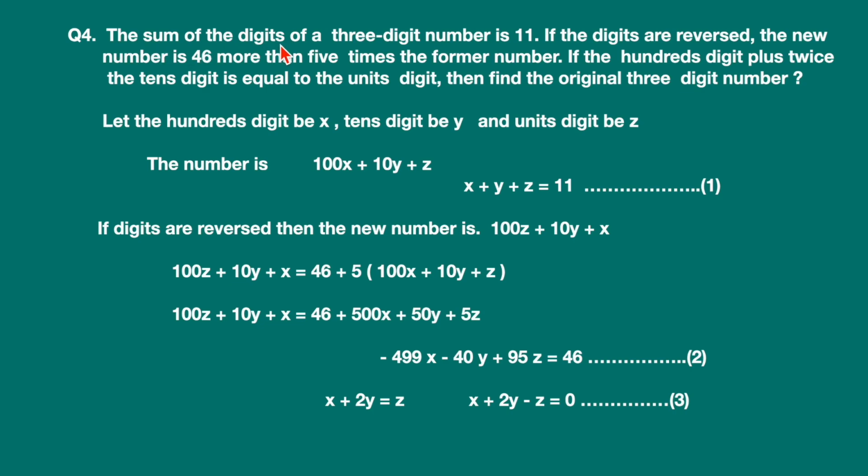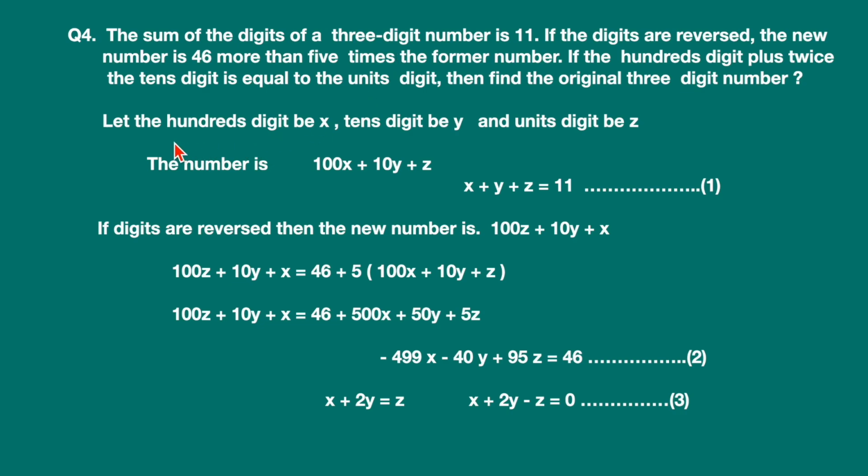The sum of the digits of a 3-digit number is 11. So here we have a 3-digit number. You know, so many 3-digit numbers, 350, 591. These are all 3-digit numbers. So here we have a 3-digit number. We do not know what those digits are.